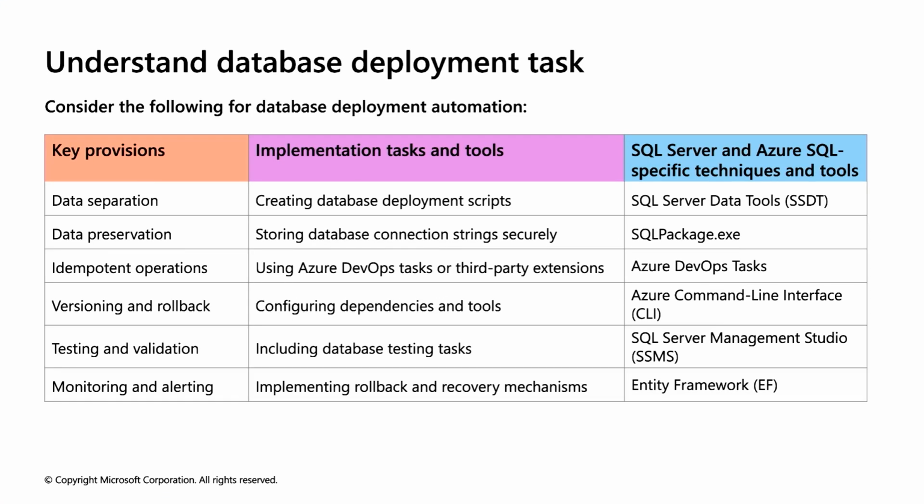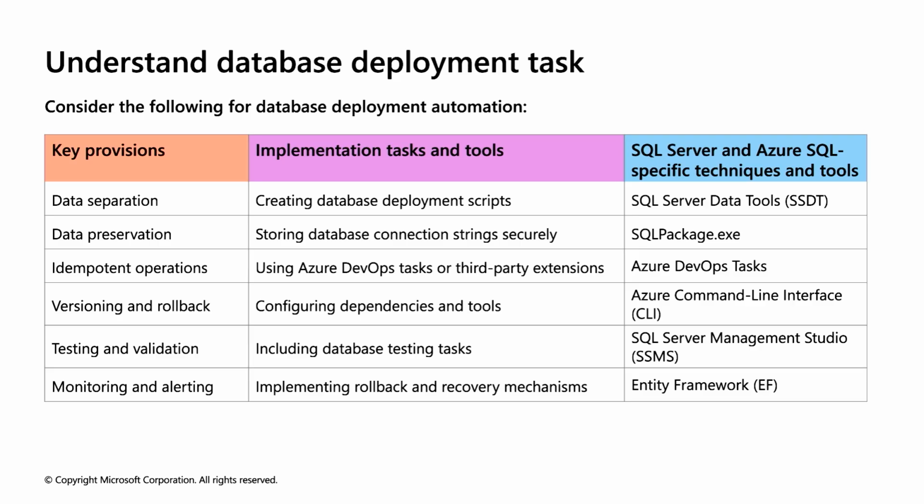Let's talk about deploying a database. Deploying a database as part of our release pipeline requires careful planning and the right tools to ensure data integrity, security, and reliability. Key provisions include separating data for different environments, preserving existing data during updates, and using idempotent operations so deployments can be safely repeated without causing errors.